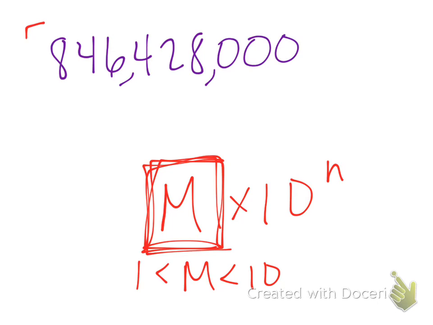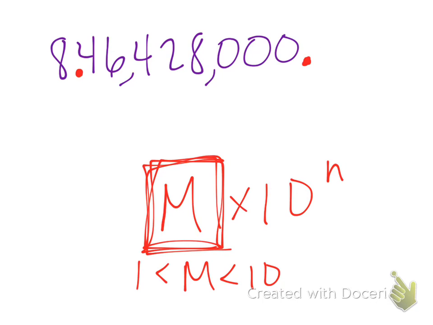As I look at this number and want to put it into scientific notation, I have to figure out how to move my original decimal place, which is right here, to get a number that's between 1 and 10. Between what two digits? 8 and 4, right here. Ignoring that last decimal place for right now, I'm really at 8.46428000. Are we on the same page so far?